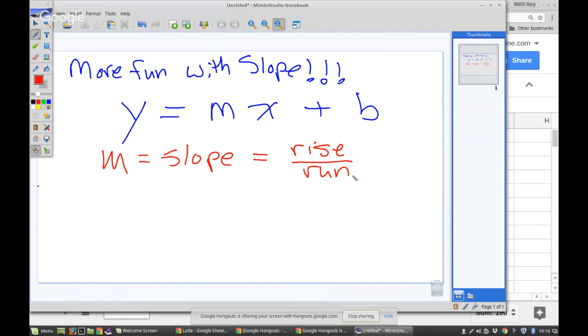So this is the most important thing about slope. Another phrase for slope is called rate of change. So it's a rate because we're doing a division. Anytime you do a division, it can be a rate. It's a change because the rise is a change, go up, and the run is a change, go left or right. Okay, so it's a rate of change.